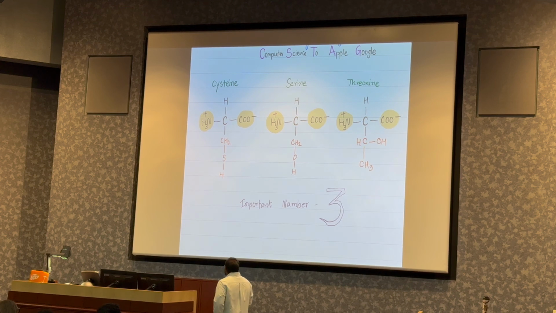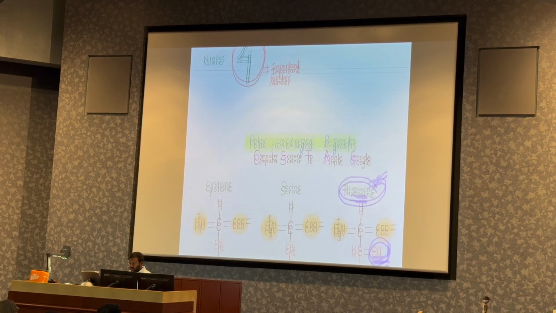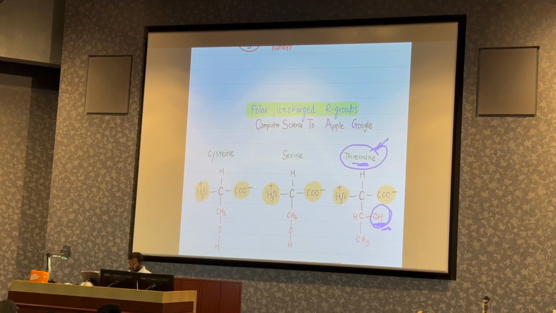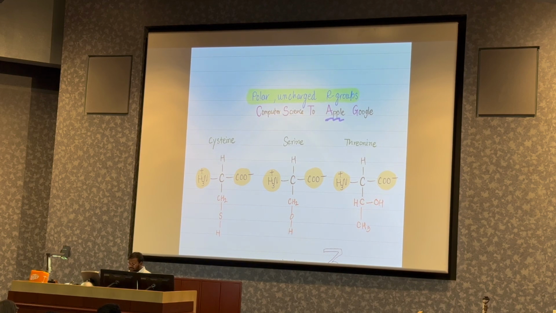Okay, anyway, I'll go to the last part, which is threonine. Threonine means 3, and I said number 3 is important to remember the second category. So 1, 2, 3. You remember the OH group is important, and threonine is the only one in this category having an OH. The others left are asparagine and glutamine.